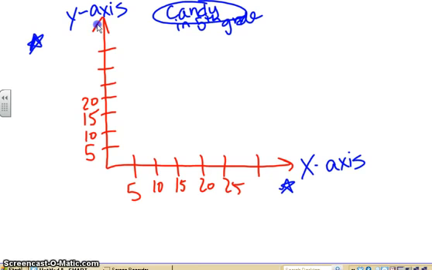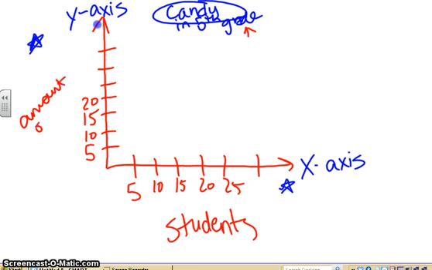So now that I have the title of my graph, I need to title the side, my y-axis, and I need to title my x-axis as well. So for my x-axis, we'll title that students, and we'll title the y-axis amount of candy. So now I have a title to my graph, I have a label on my y-axis, and I have a label on my x-axis. So now I can plot some points.